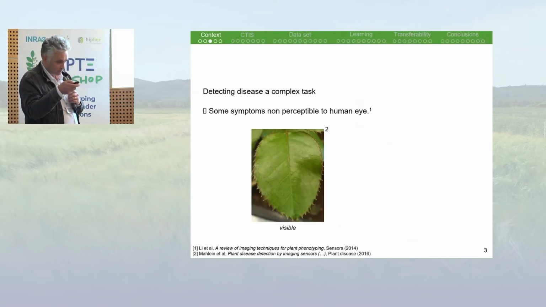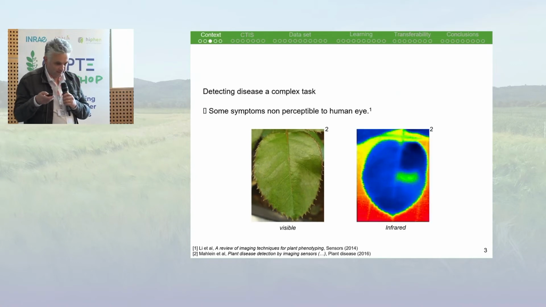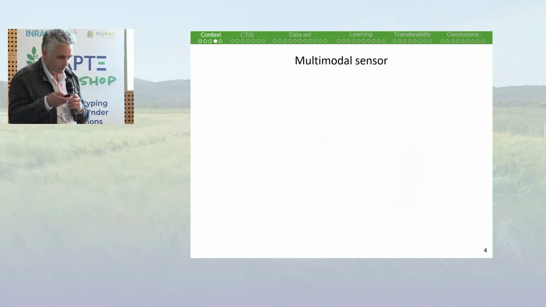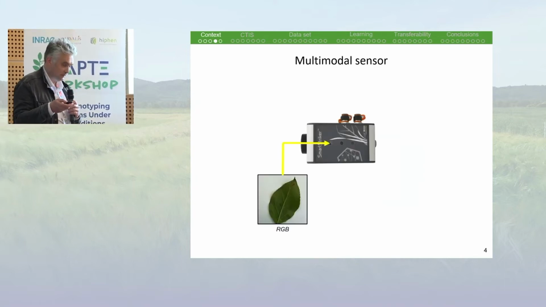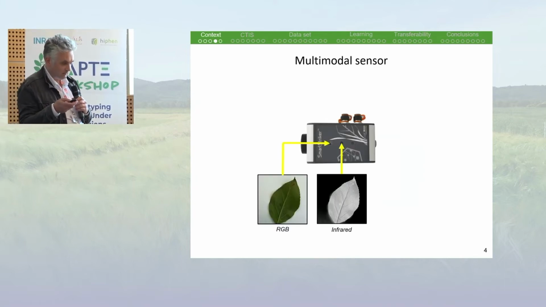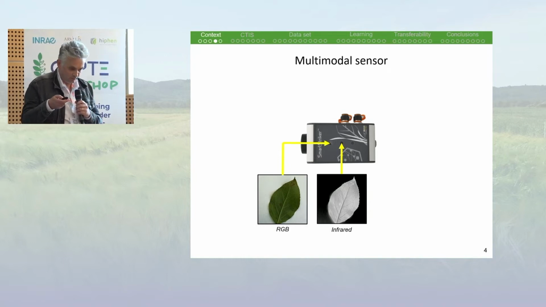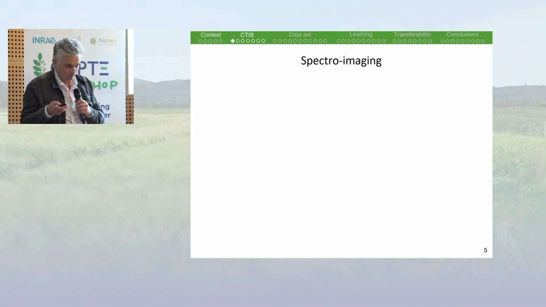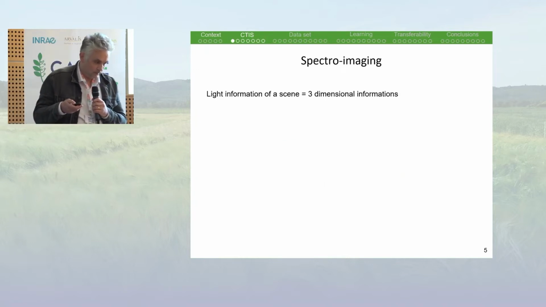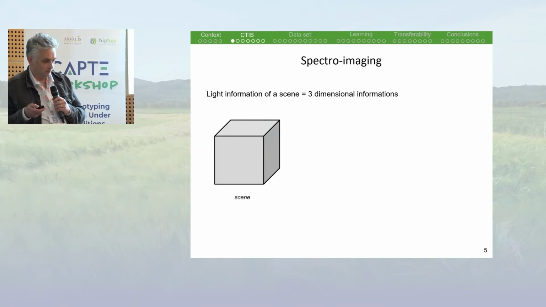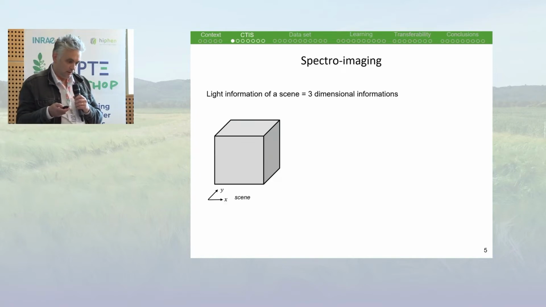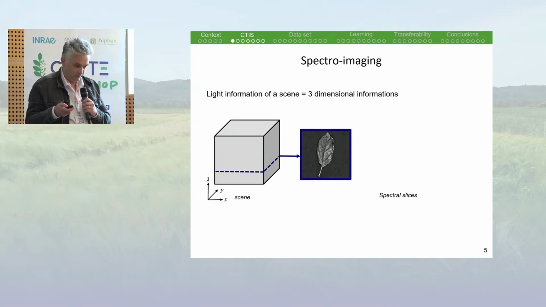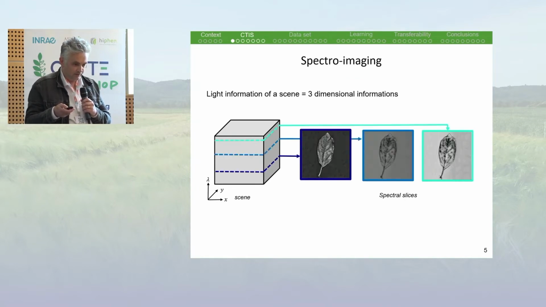Okay, so we all know detecting disease is a complex task, which sometimes is completely out of scope for the human eye. And this is why most of the sensors presented these days include several modalities, classical ones like we've seen before, but also new ones like the spectro-imaging system that I'm going to focus on today. Spectro-imaging takes benefit of the three-dimensional information present in a spectral scene: an XY 2D plane plus spectral slices.